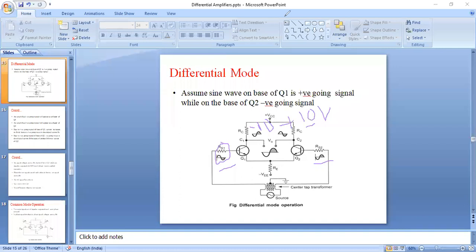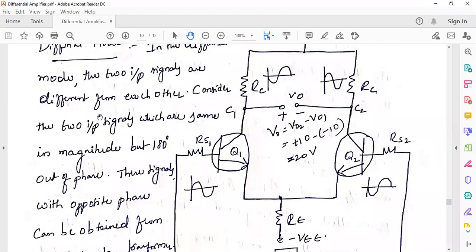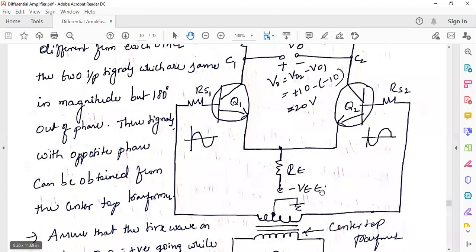So here the same explanation I have explained in the PDF also. So coming to the operation in differential mode, if you observe here, in the differential mode, the two input signals are different from each other. Consider two input signals which are the same in magnitude but 180 degrees out of phase. These signals with opposite phase can be obtained from a center tap transformer. I already explained. Assume that the sine wave on the base of Q1 is positive going and on the base of Q2 is negative going.